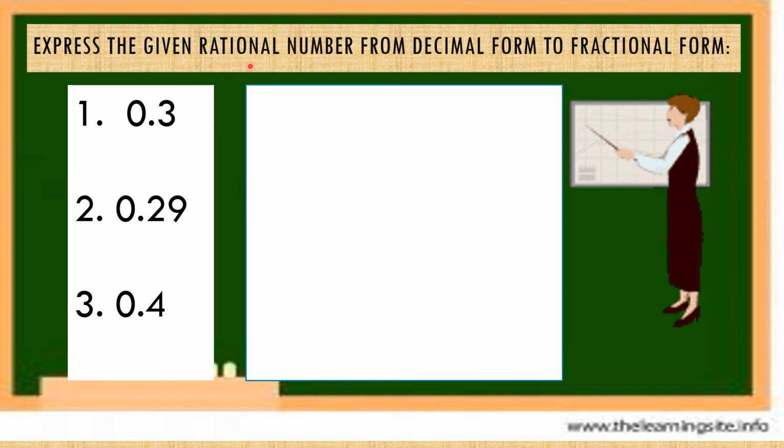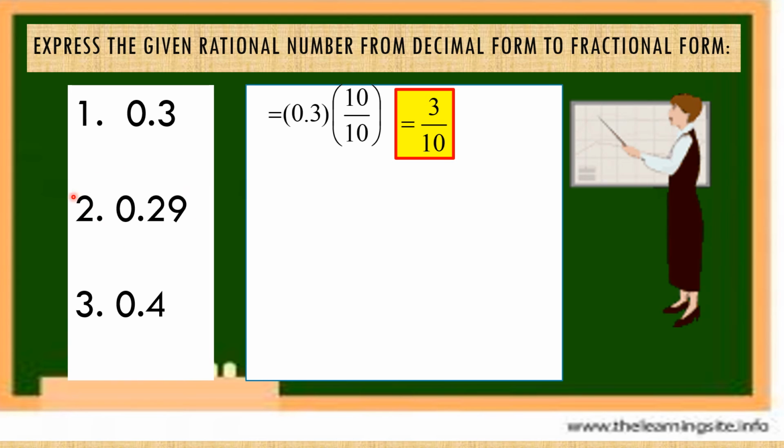We need to express the given rational number from decimal form to fractional form. We are in the first number, 0 and 3/10. So the first thing that we need to do is to multiply the given by 10 over 10. Upon multiplying the given by 10 over 10, we move the decimal point to the right. 0 and 3/10 will become 3. So the final answer is 3 over 10.